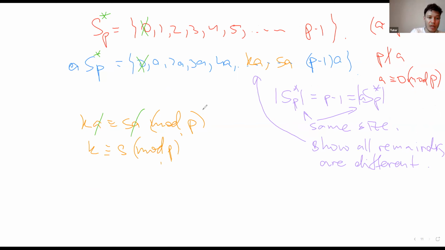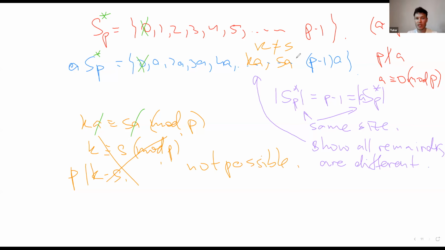So basically P needs to divide K minus S. But look at K minus S. Well, K and S are two numbers between 0 and P. If K and S are two numbers between 0 and P, the only possibility here is if K is equal to S. But if I picked K to be different from S, this is not possible. So this is clearly not possible, right?